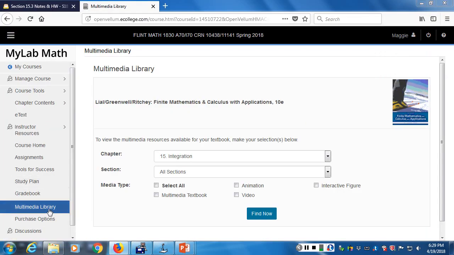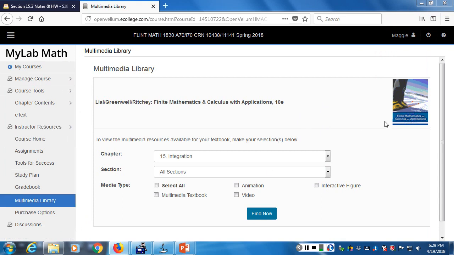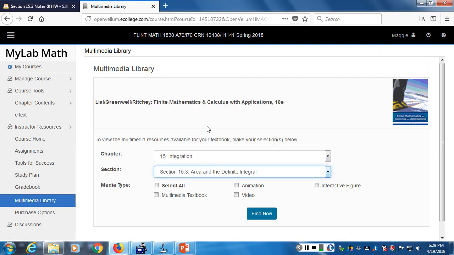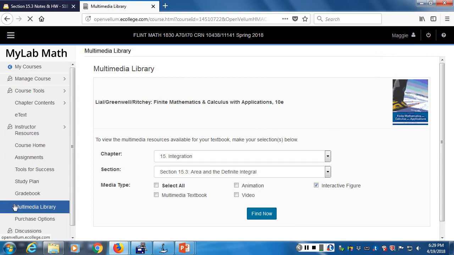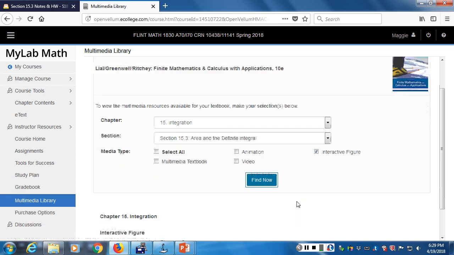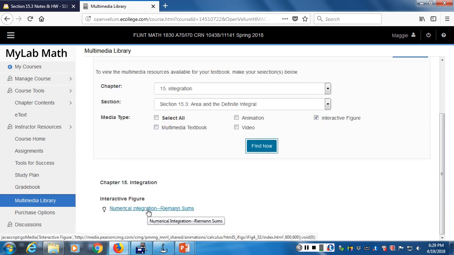So you're going to go into Pearson, go to the Multimedia Library, go to Chapter 15, to Section 15.3. And the only thing I want you to check, so that it won't take long to find it, because there's a lot of different stuff, is check the interactive figure. That's the only thing. Just check that. And tell it to find it. And it'll bring it up at the bottom of the page. Okay? And all you have to do is click on it.